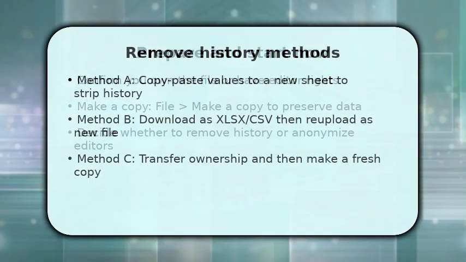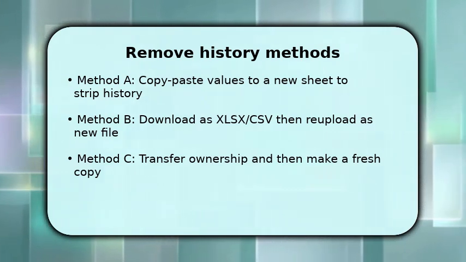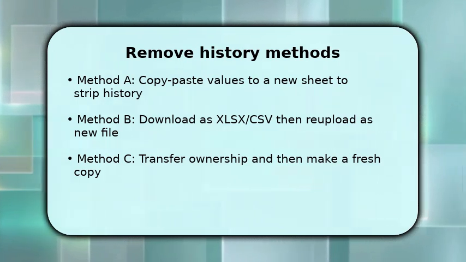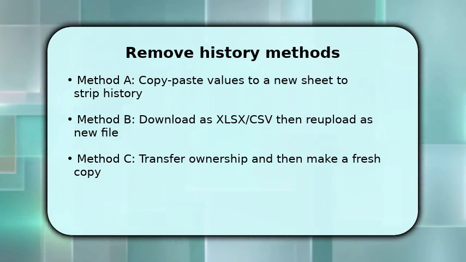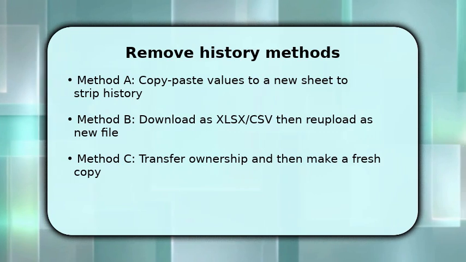Method A. Select all, copy and paste values into a new spreadsheet. This preserves content but severs version links because the new file is distinct. Method B. Download the sheet as XLSX or CSV, then upload and open in Drive. Re-importing creates a clean history.